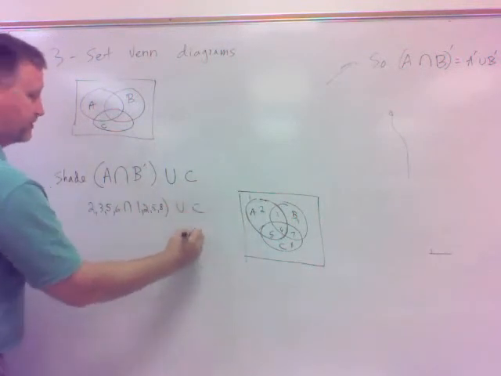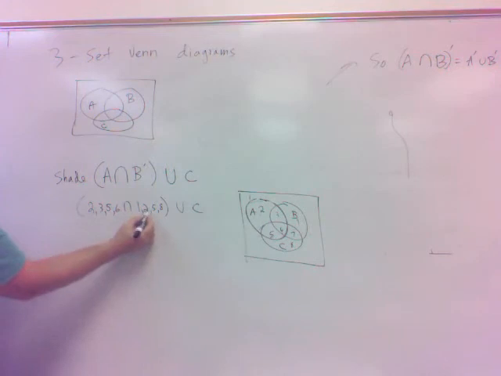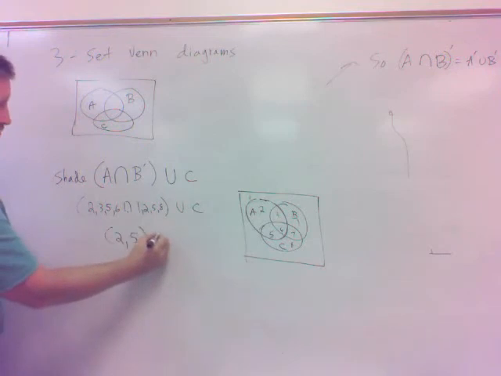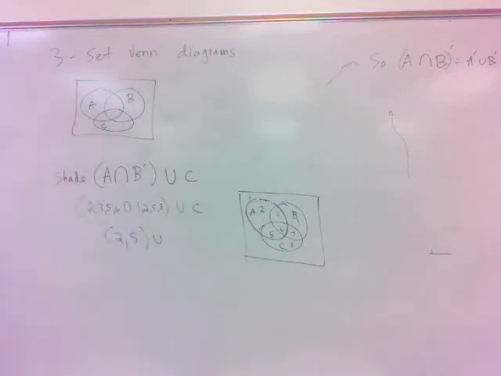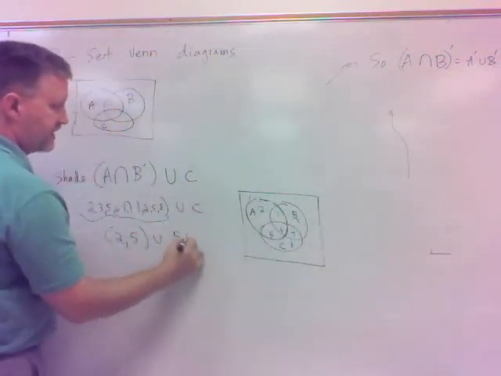And then I'll take care of union C in just a second. So I'm going to intersect 2, 3, 5, and 6 with 1, 2, 5, and 8. So that's 2 and 5, isn't it? The common intersection is 2 and 5. So this intersection is 2 and 5, but I'm going to union that with C, which is 5, 6, 7, and 8.